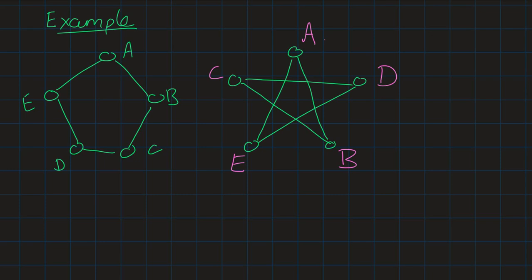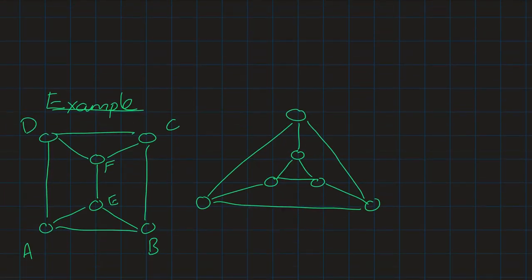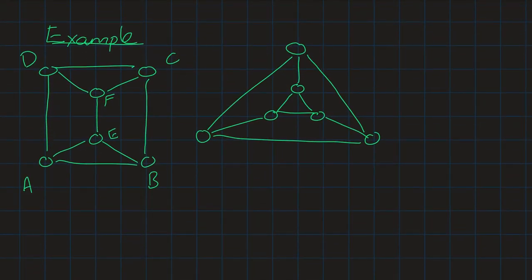Okay, let's do one more example. So this example is even harder. Show that these two graphs are isomorphic. Okay. So how can I even begin to do this? Well, it's just trial and error and luck.